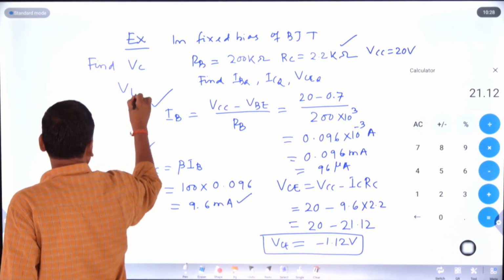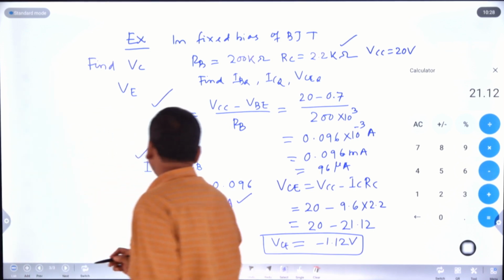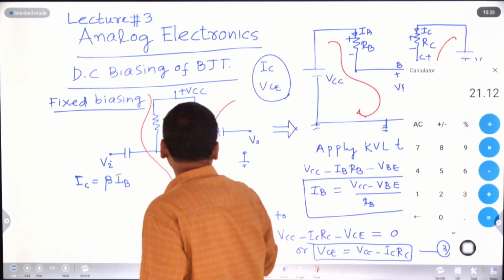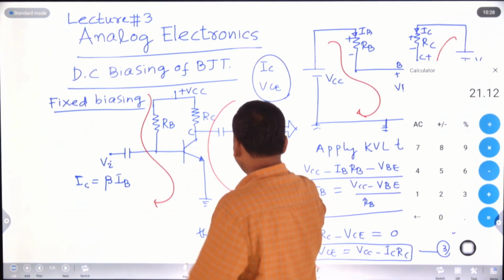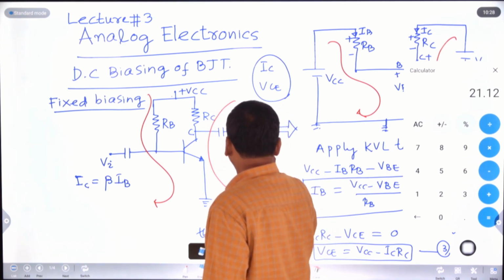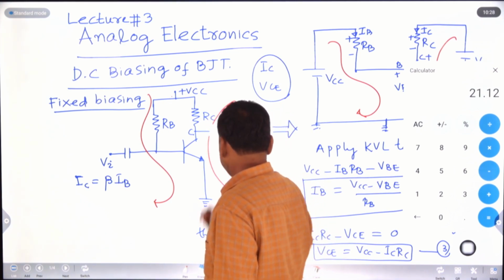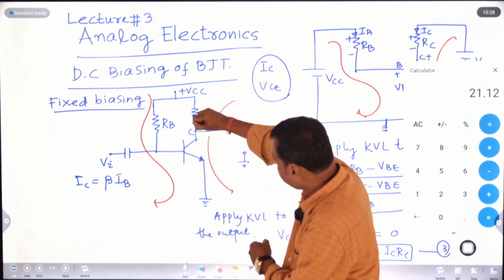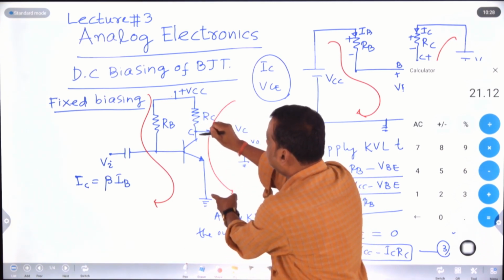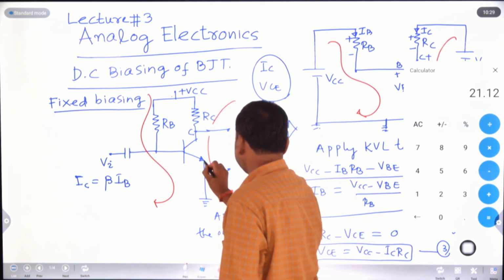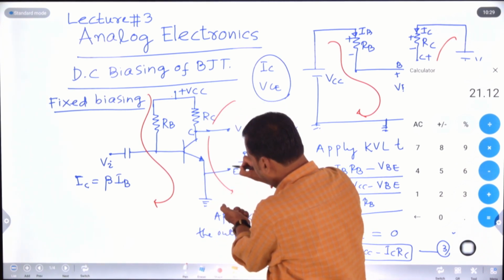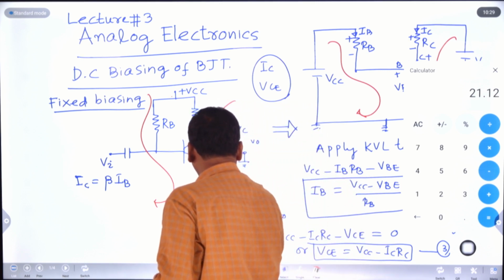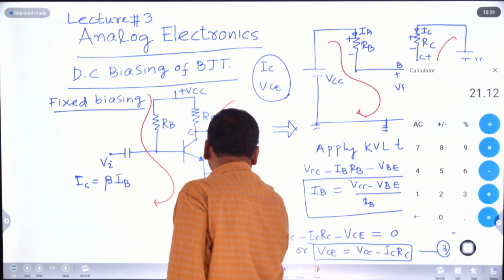If the question asks to find VC and VE, what is VC and what is VE? This collector voltage is nothing but VC, that is, from the collector point with respect to ground. And this is your emitter, E. The emitter potential at this point with respect to ground is VE.